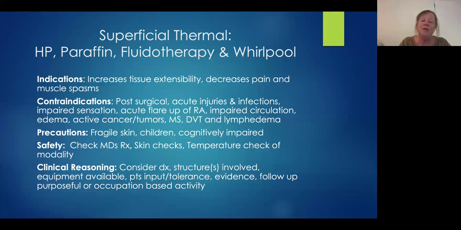And that's why now they have the fluidotherapy, which is a dry Whirlpool and can get your tissues up to a therapeutic range, which is what you want so that you can get that extra extensibility. And then the most important thing is you need to think about what am I going to do to follow up with this physical agent modality? So, what kind of purposeful or occupation-based activity?